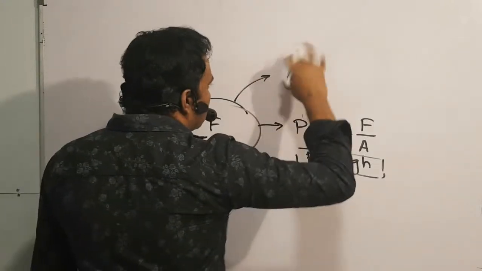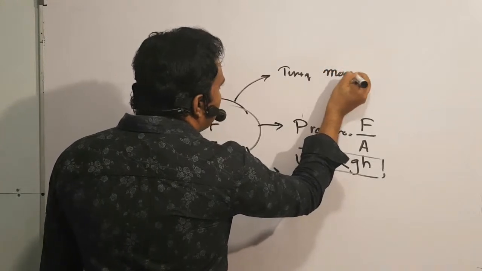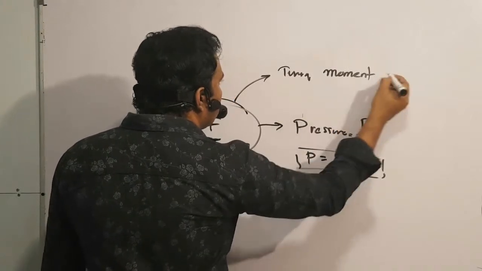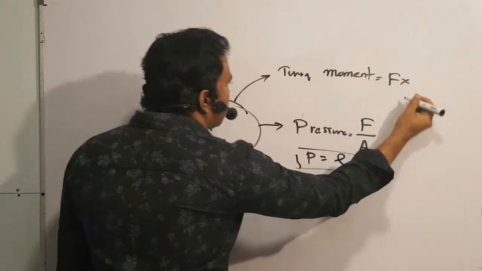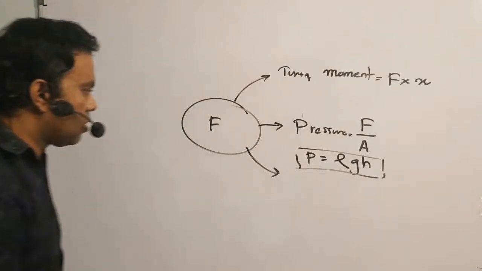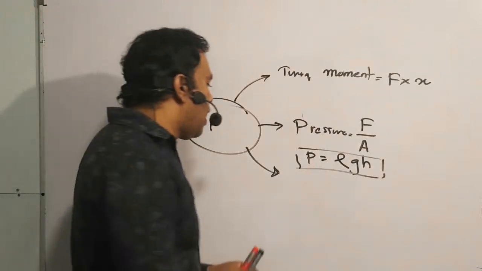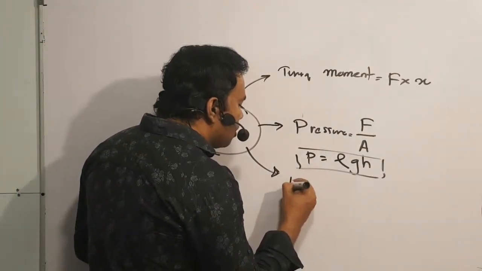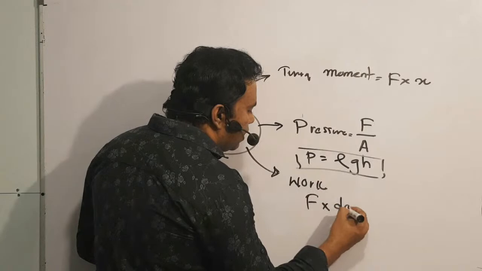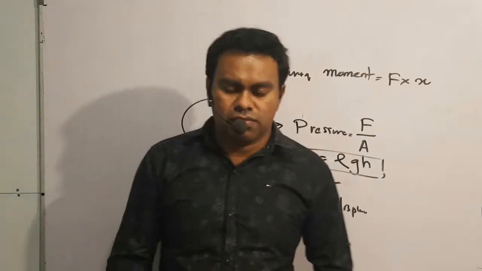If you know the force, the turning effects, that's moment of force. Okay, so moment of force equals force into perpendicular distance to the line of action from the axis of rotation. And force into displacement, that's work equals force into displacement. Okay, so lots of areas.